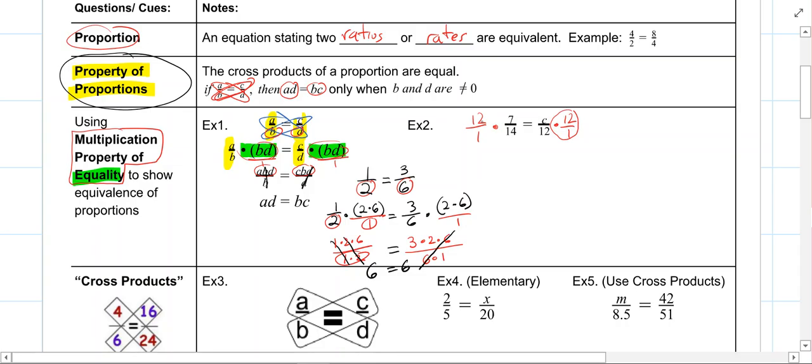All right, now I'm going to do the math. 12 times 7 is 84, and 1 times 14 is 14, is equal to 12 times C is 12C, and 12 times 1 is 12. Now I notice that 12 divided by 12 is 1, so those are gone, and now C comes down, and that's equal to 84 fourteenths. Well, 84 divided by 14 is 6. So C is 6.